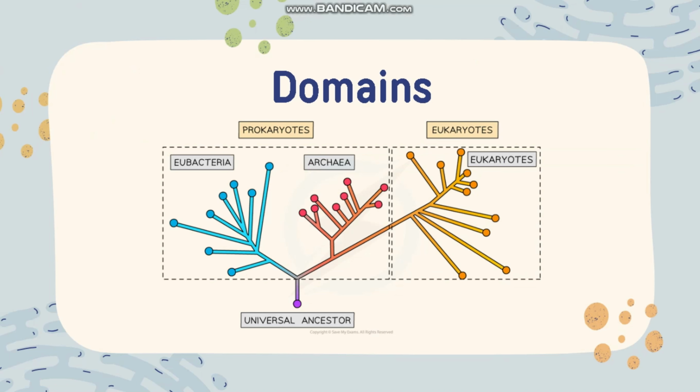Okay, so we have three main domains. All three share a common ancestor from long back. That's why we have those four common features that exist in all cells. We have archaea, bacteria, and eukarya. Archaea and bacteria are prokaryotes, meaning that they have no membrane-bound organelles, and eukaryotes are just eukaryotes.